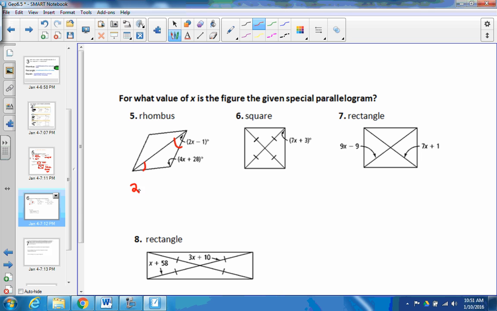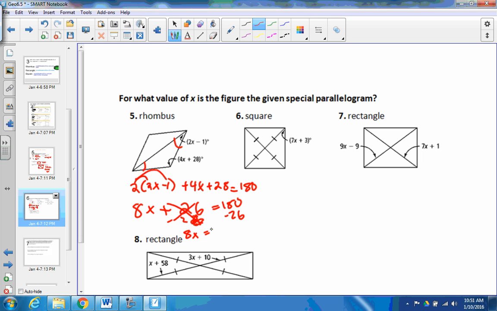So we know that two times 2x minus 1, plus the 4x plus 28 would have to equal 180 for that triangle. So we look at this, we have 4x plus our other 4x would be 8x. And this would be minus 2, and then plus 28 would be plus 26 equals 180. Two steps then to solve, minus 26 on both sides. And we have 8x equals 154. And divide 154 by 8.